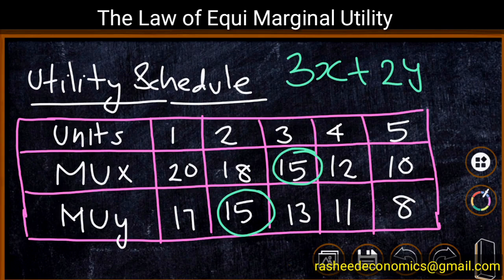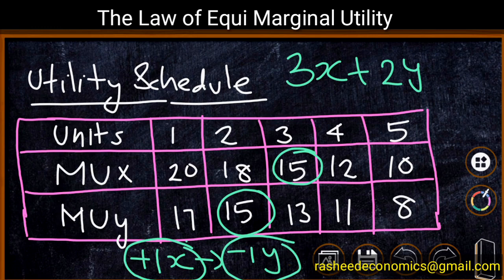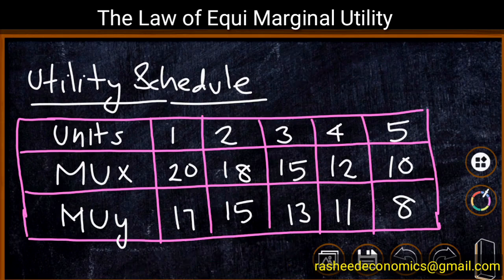Therefore, in order to increase the consumption of X by 1 unit, he needs to decrease the consumption of Y by 1 unit. Similarly, if we want to increase Y by 1 unit, the consumer will have to reduce the consumption of X by 1 unit. That is, if 1X is added, then 1Y is to be eliminated. Similarly, if 1Y is added, then 1X is to be eliminated. Therefore, all other possible combinations represent a lower level of satisfaction than the consumer equilibrium level.